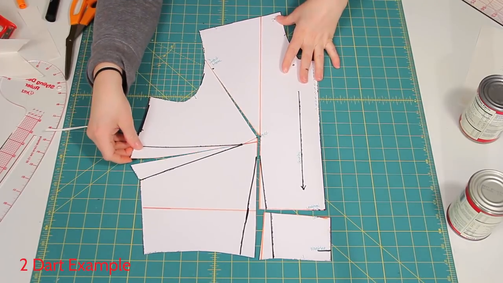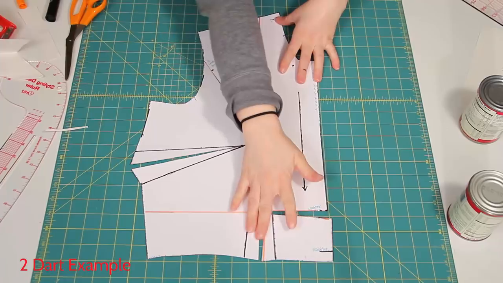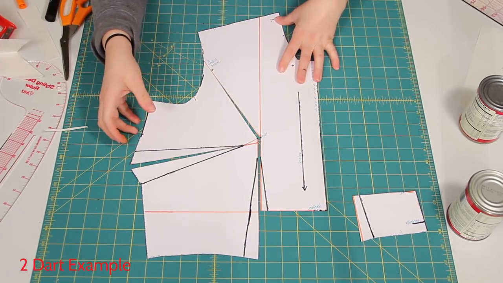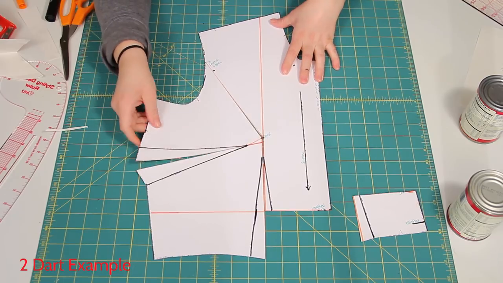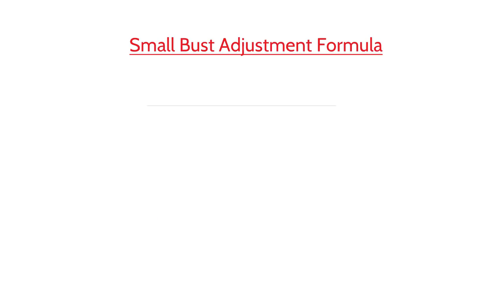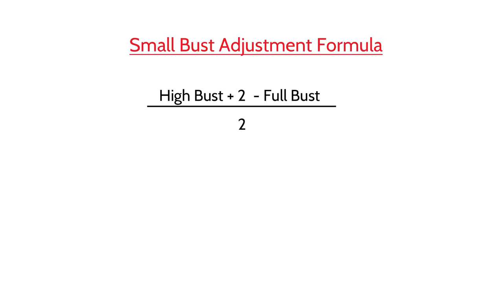All right, now let's check out a small bust adjustment. It's very similar to a full bust adjustment, but this time instead of spreading the slices apart, we're going to overlap them. Again, we have a little formula that we will use to see how much we actually need to overlap. Again, this is based on the standard B cut proportions you see in most patterns. Take your high bust measurement and add 2 minus your full bust measurement and divide by 2.